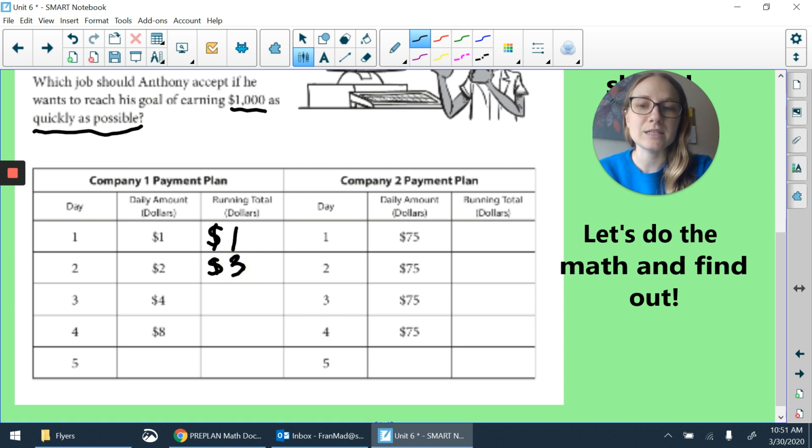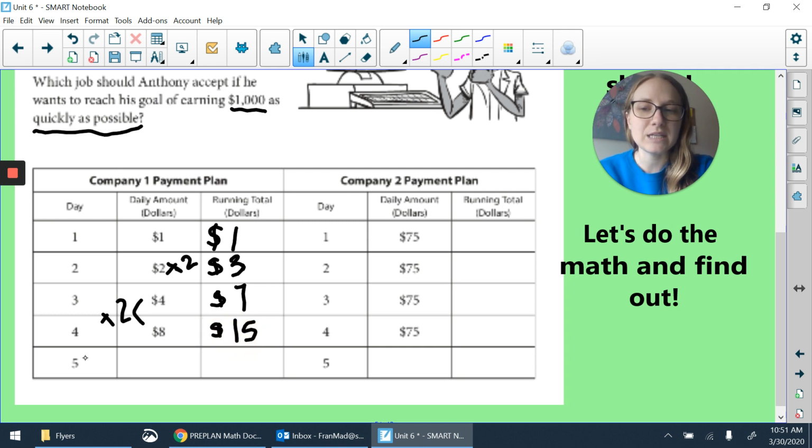Now looking at day 3, his $2 doubles again, 2 times 2. And so now he earned a total of $4 on day 3. My new running total, I'm going to add what he already had plus the $4. So I know now he has $7. Looking at day 4, his $4 doubled, and now he has, and I should write it like this, $8 that he earned on day 4. Our running total, we're going to add 7 plus 8 to get to $15.